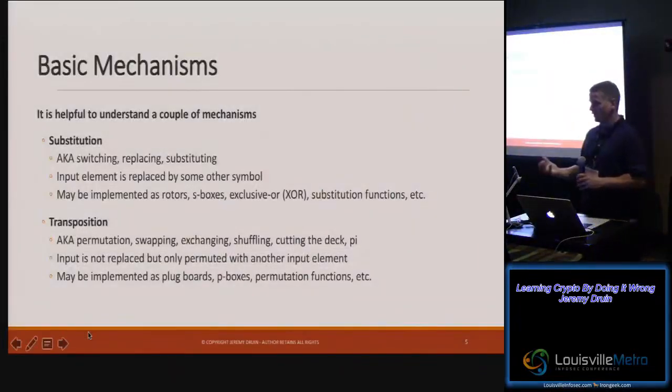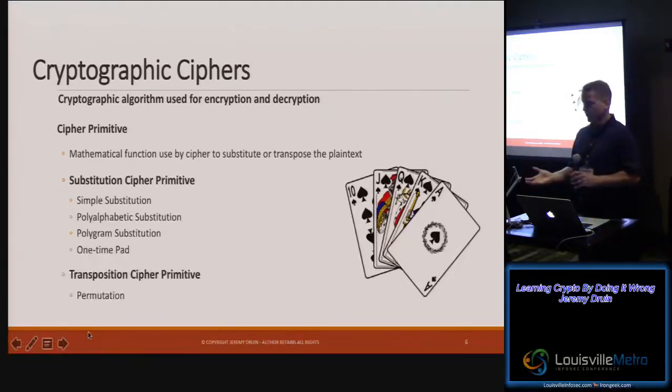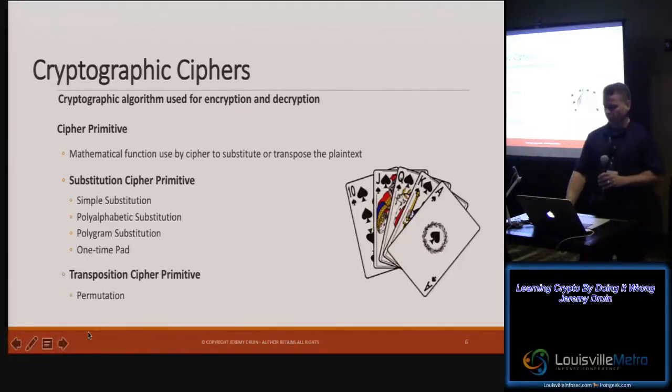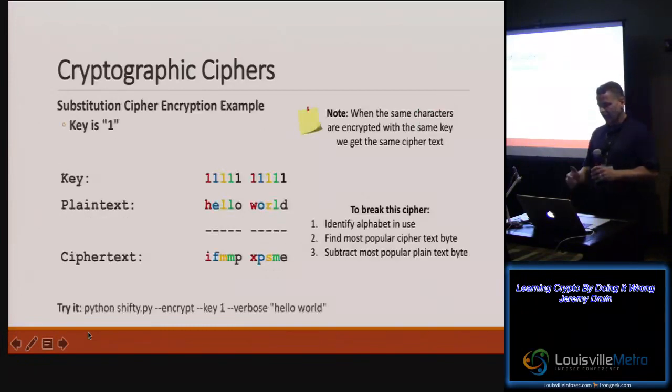So on the transposition, what you're doing is you're actually shuffling the deck. You're not changing any of the characters that were in the original plain text, but you are permuting them or moving them around. So with the substitution cipher, we have 4 basic different types, and they're all kind of variations of each other. And then transposition, basically you just have permutation or shuffling. And so the first simple cipher, substitution cipher, is the simple substitution cipher, aptly named. And that's the one that's just doing a shift a certain number of characters.